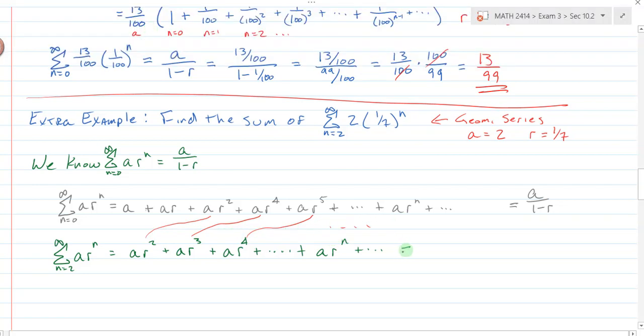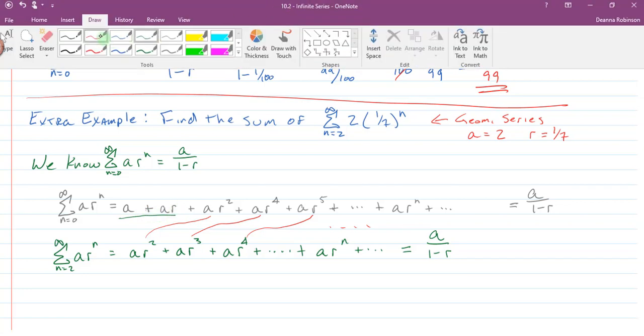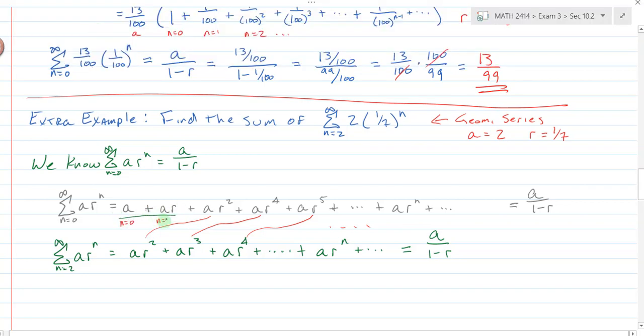So the sum of this series is going to be the same as the sum of this series, a over 1 minus r, but I'm missing these first two terms when n was equal to 0 and n is equal to 1. So what I have to do is subtract off those two terms that are missing from this sum. So that's going to be minus ar to the 0 minus ar to the 1st. If your series starts at any number other than 0, you have to subtract off the terms from the sum that start at 0, where n is equal to 0 and n is equal to 1, until you're left with your index n equals 2.